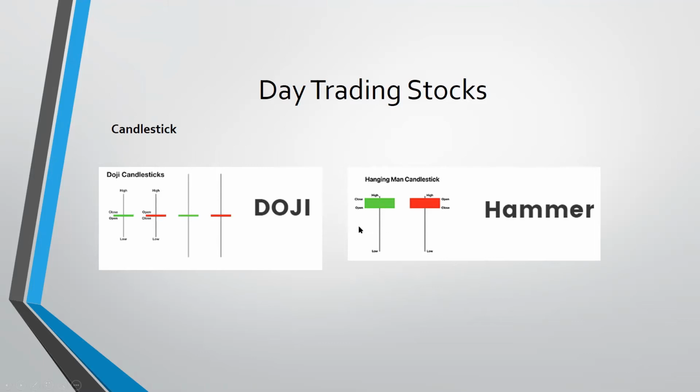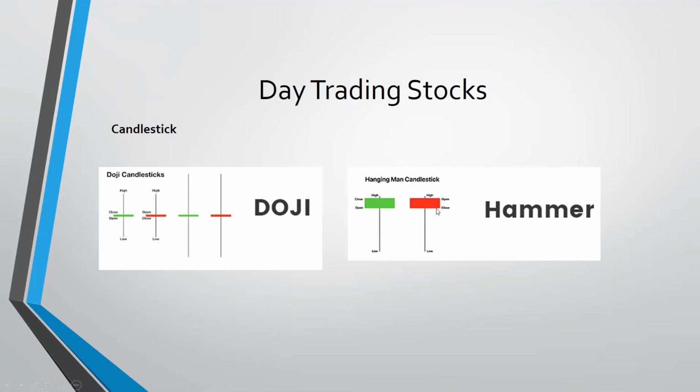This is a hammer. This suggested that at some point during the day, sellers were overpowering buyers. However, before the day ended, the market changed and buyers came back in on the market, gained strength, and overpowered sellers. A similar principle can be applied with this candlestick here.